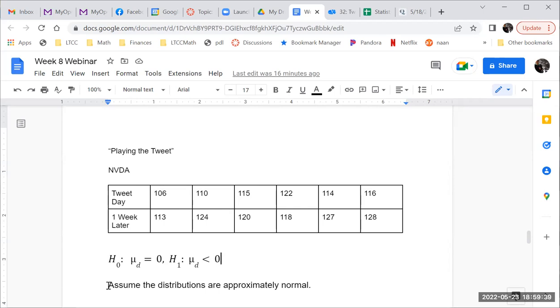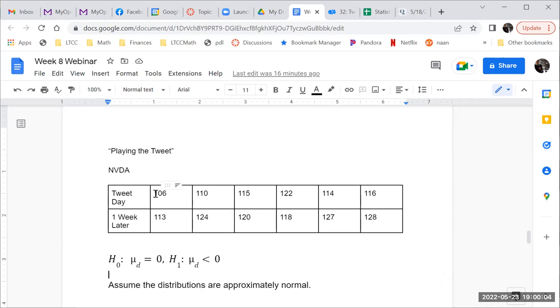Okay, and by the way, assume, big old assume, the distributions are approximately normal. I want to note there's an S here. Why is there an S? Because there's more than one distribution. Yeah, there's 2 different distributions. There's the distribution on tweet day and there's a distribution 1 week later. So whenever you're talking about this chapter, you've got to talk about both distributions. Does that make sense?